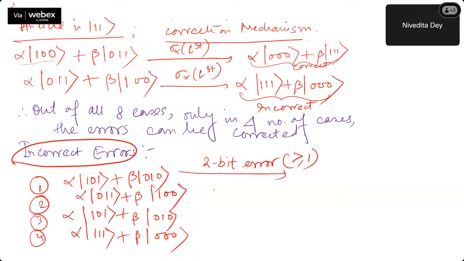That is more than one error. Here also it's a 2-bit error, because the second or third qubit has been flipped. Here also the first and third qubit are flipped. So 2-bit error. I guess I have written the same value. Just a minute. So it's 100 and 011. Yes, just a minute. Sorry. So 011 and 100 I have written.